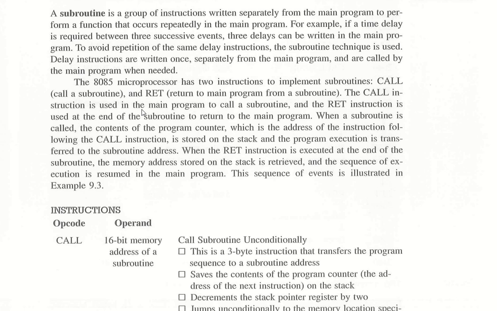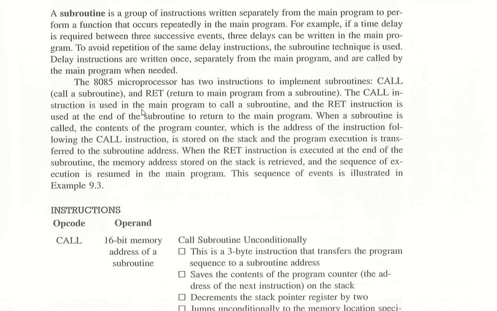The call instruction is used in the main program to call a subroutine, and the ret instruction is used at the end of the subroutine to return to the main program. When a subroutine is called, the content of the program counter, which gives you the address of the instruction following the call instruction, is stored on the stack, and the program execution is then transferred to the subroutine address.